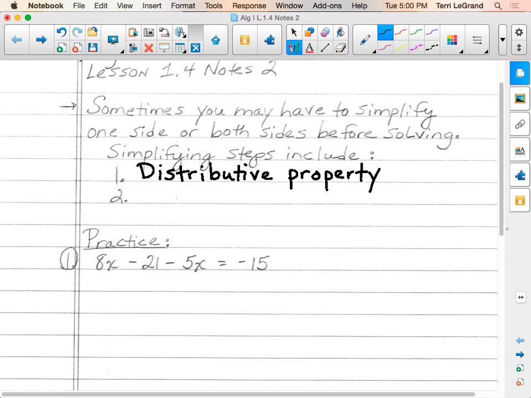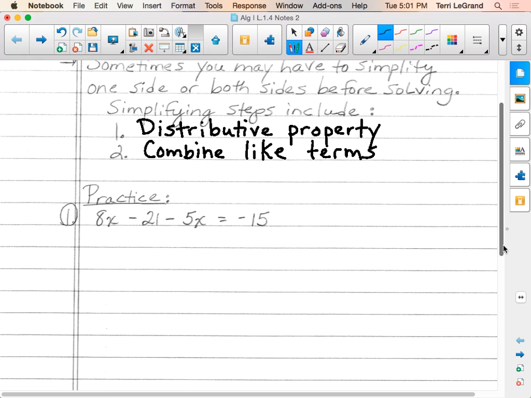And another simplifying step that we'll look for is, are there any like terms that we can combine? So combine like terms. These are not solving steps. These are simplifying, getting it ready so that we can go about solving it. So we'll do some practice together here.